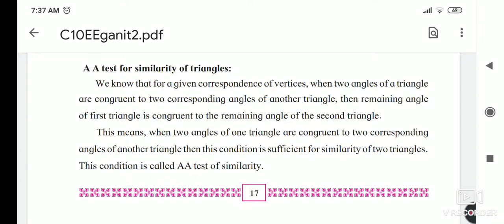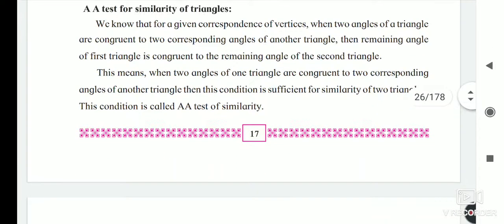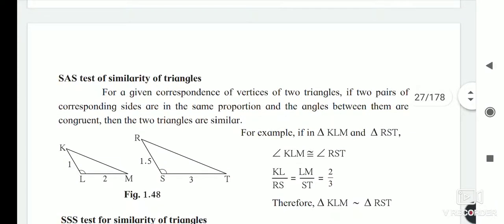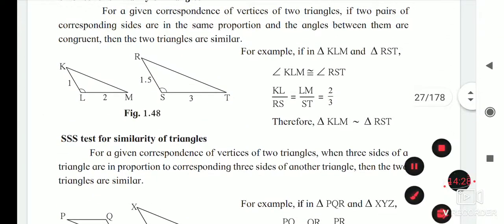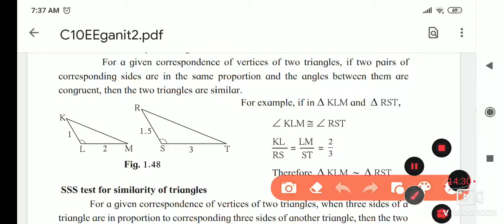This means that when two angles of one triangle are congruent to two corresponding angles of another triangle, the condition is sufficient for the similarity of the two triangles, and this condition is called the AA test of similarity. Okay. Now the next one.